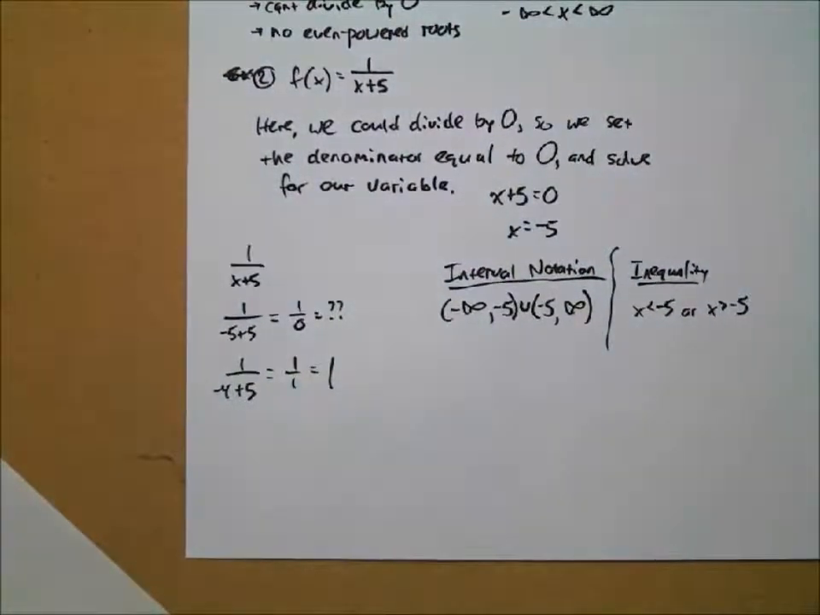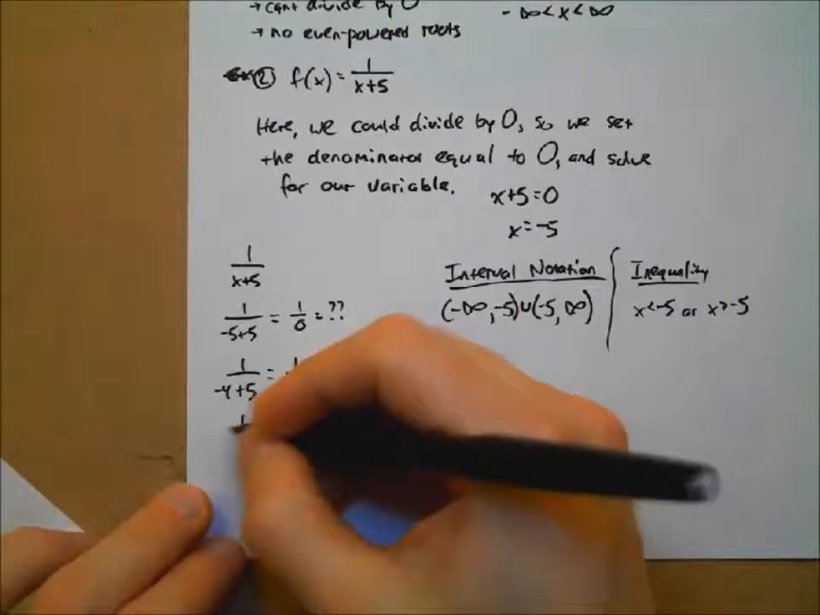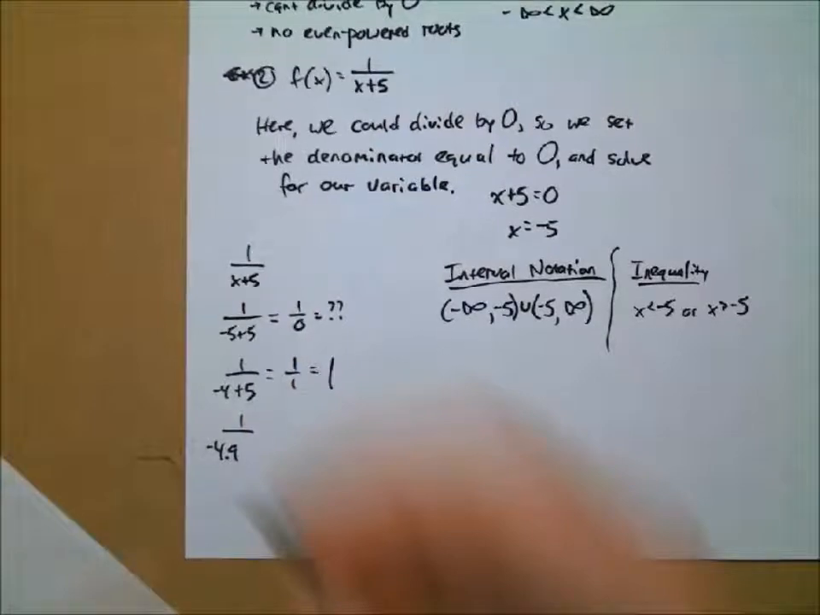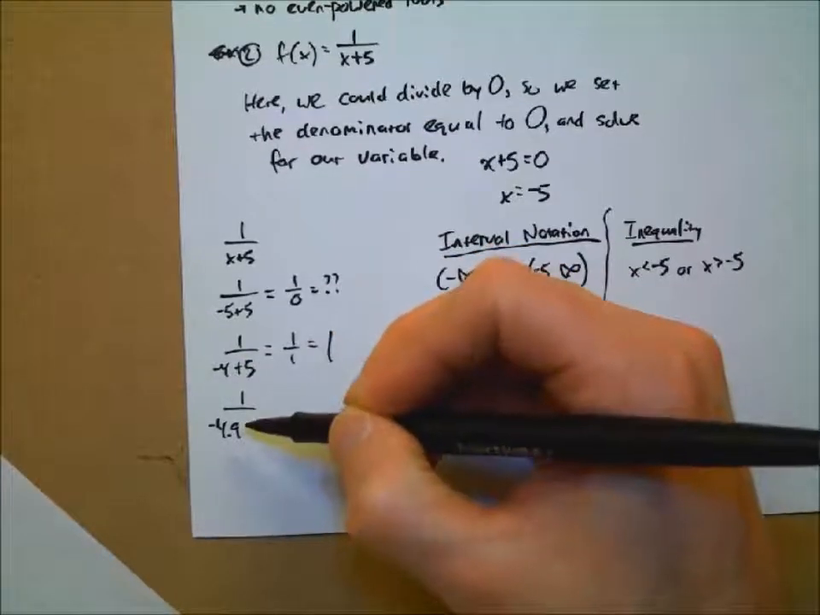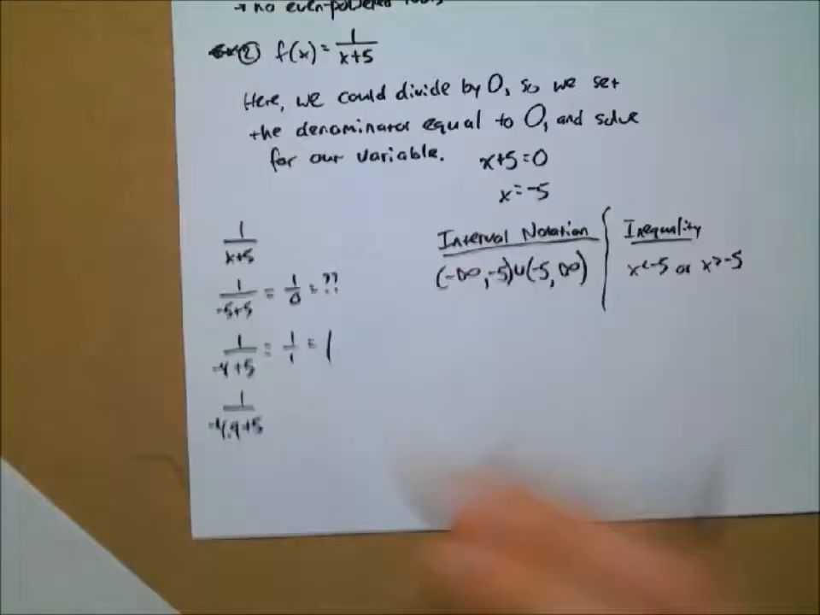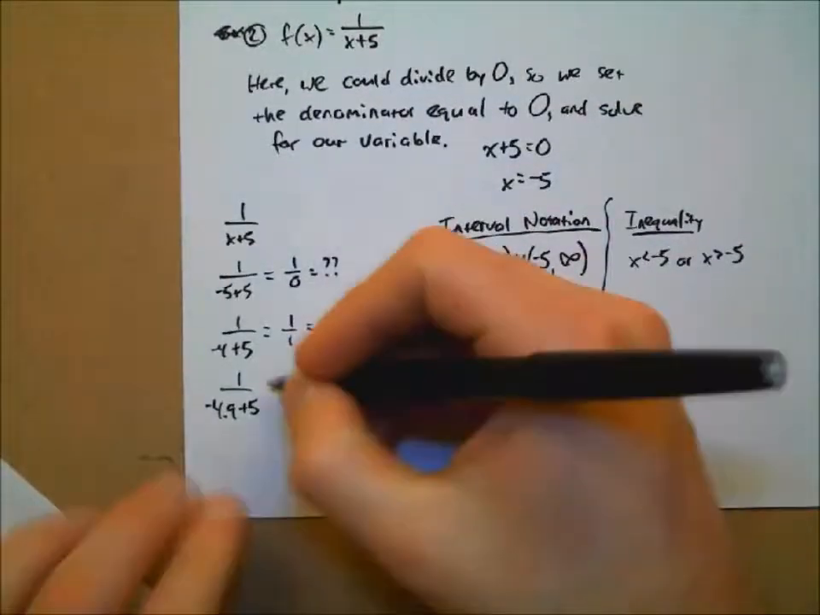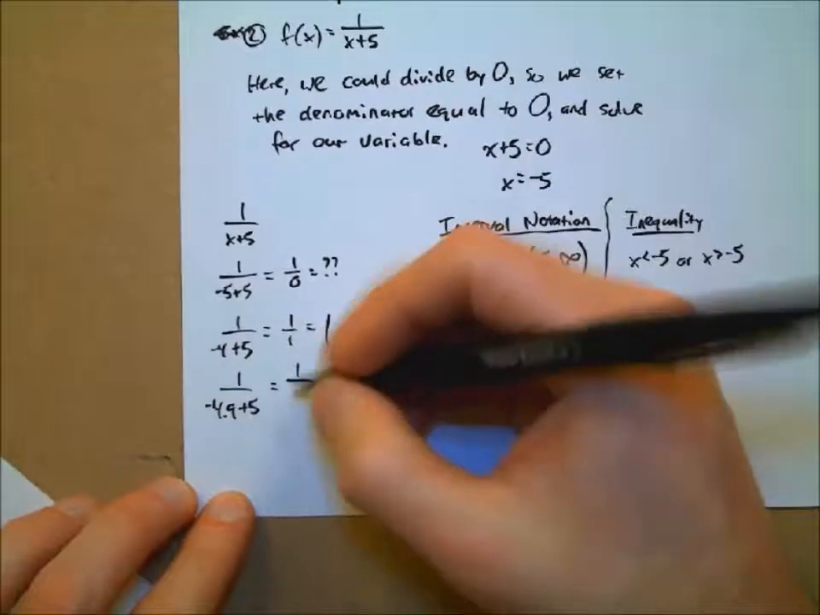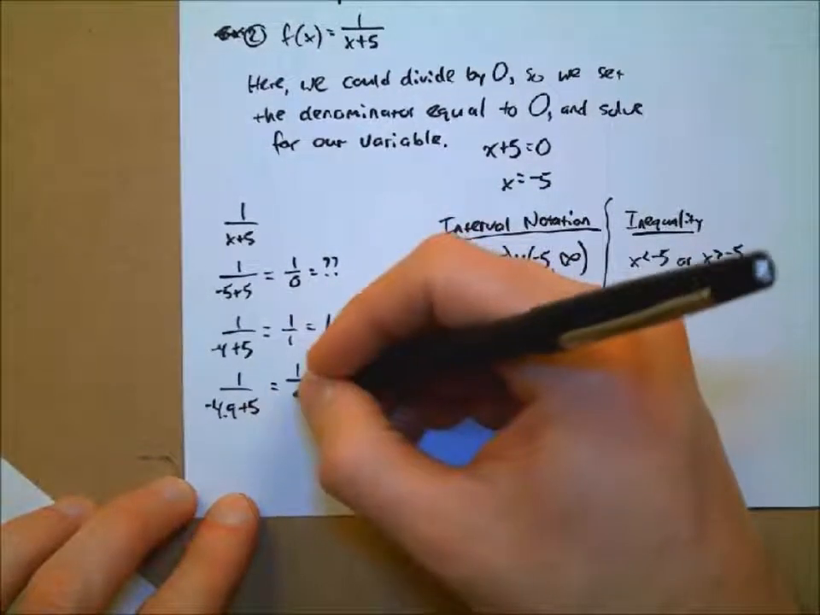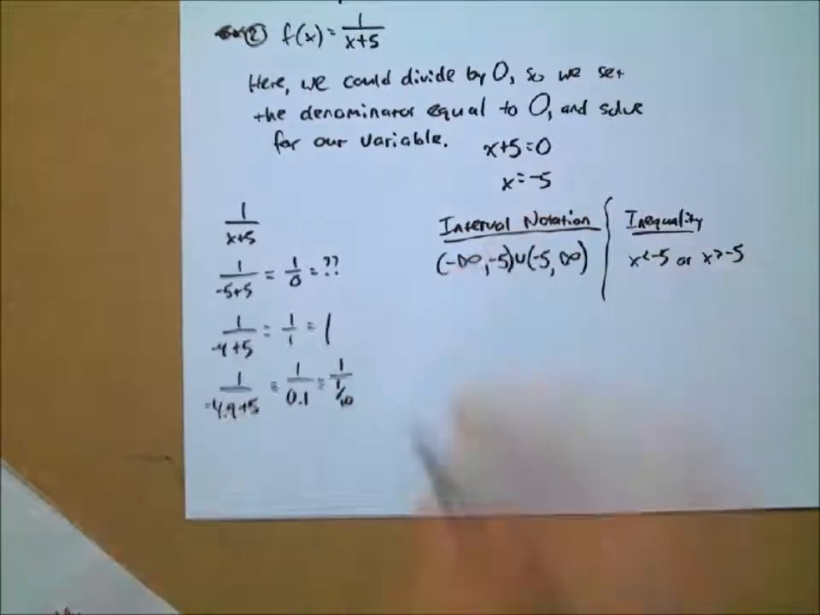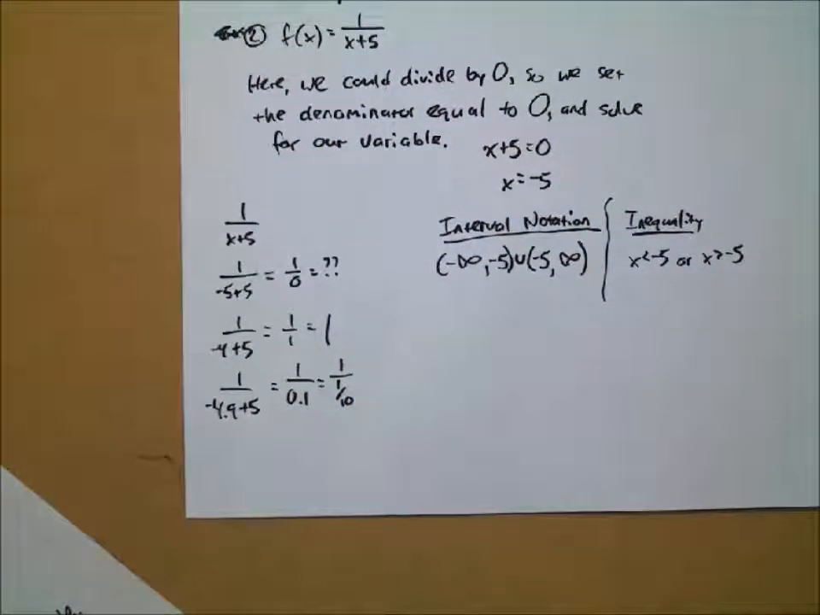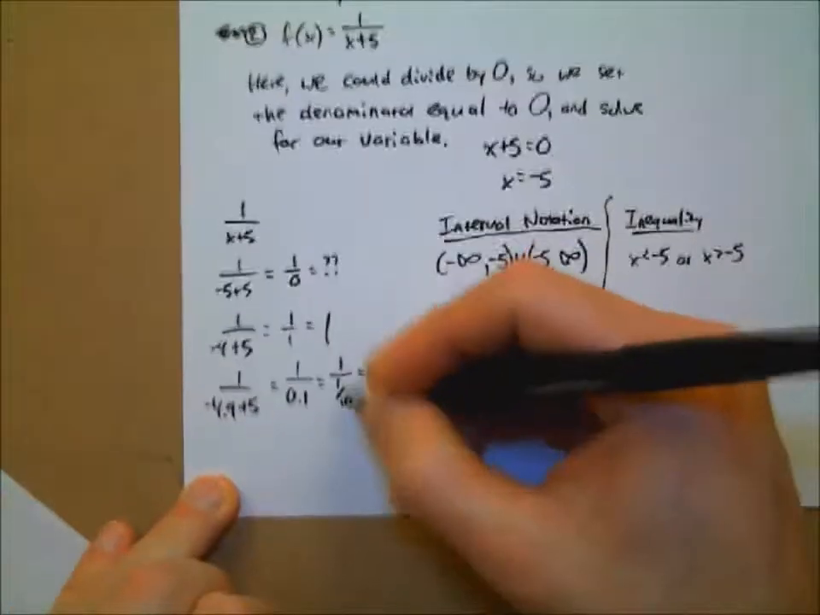But let's get even closer to -5. Closer than -4 would be something like maybe -4.9, okay? This was 1 away from -5. Now we're only 1/10 away. We'll add that to 5, okay? Which is 1 over -4.9 plus 5 is 0.1, which is 1 over 1/10, right? But what is 1 over 1/10? What does that equal? 10, right? Dividing by 1/10 is the same thing as multiplying by 10.